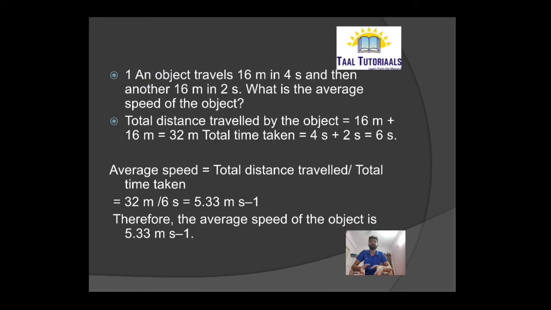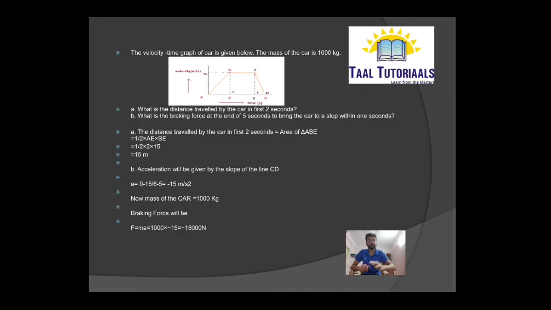For average speed, the formula is the same which I showed you last: total distance traveled divided by total time, that is 32 meter divided by 6 second, which comes as 5.33 meter per second. So we can conclude that the average speed of the object is 5.33 meter per second. Now we will come to another question.